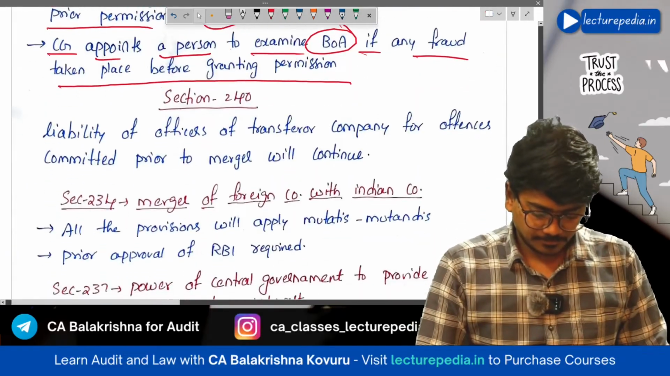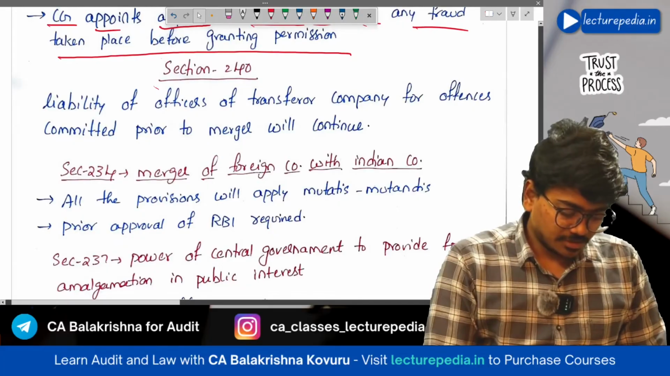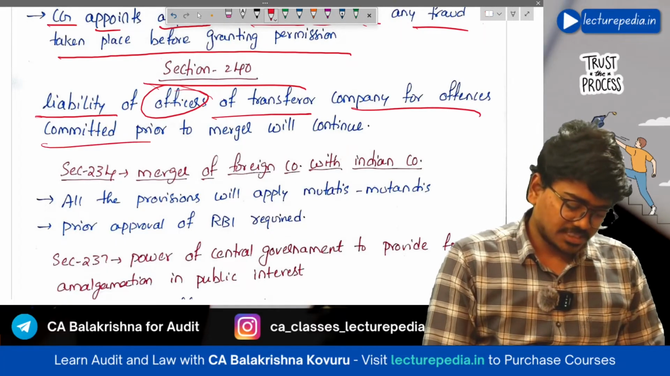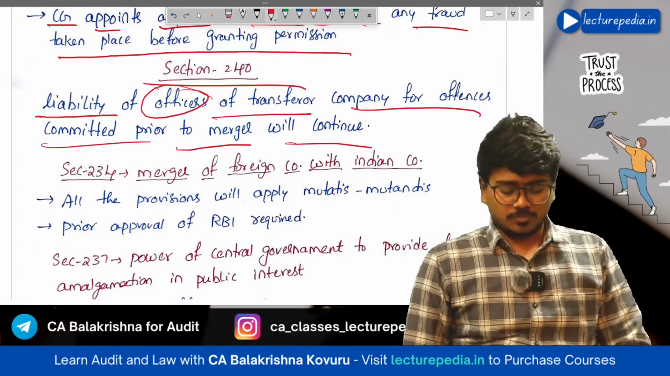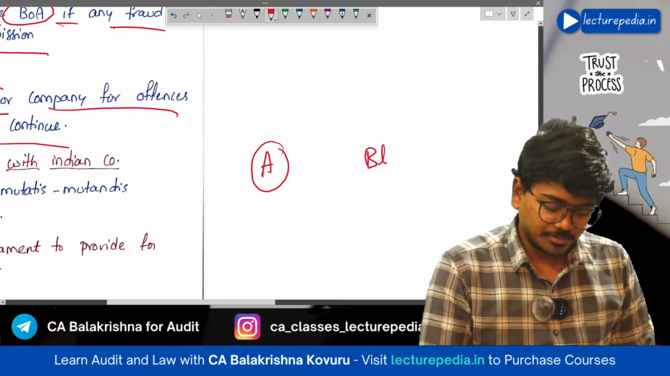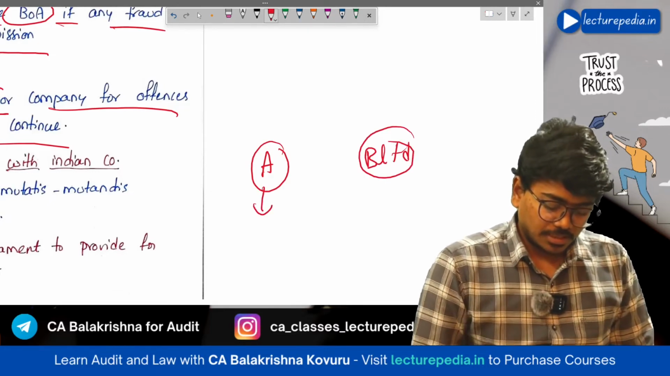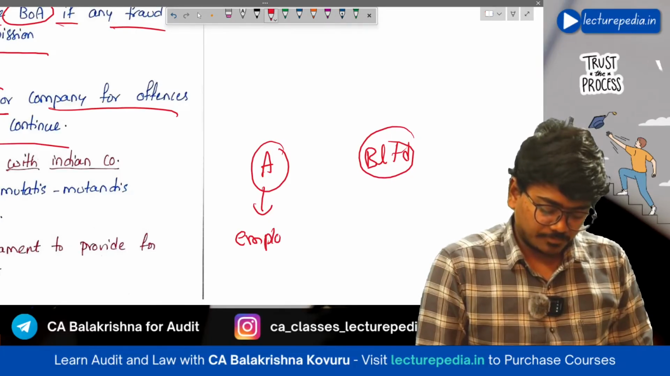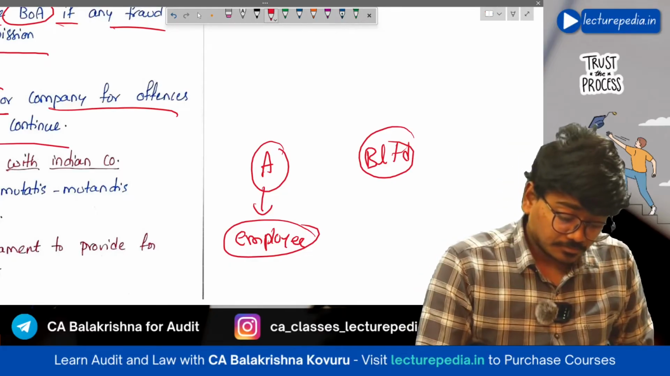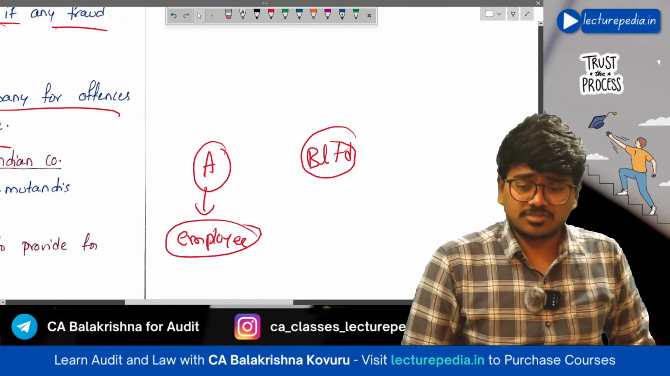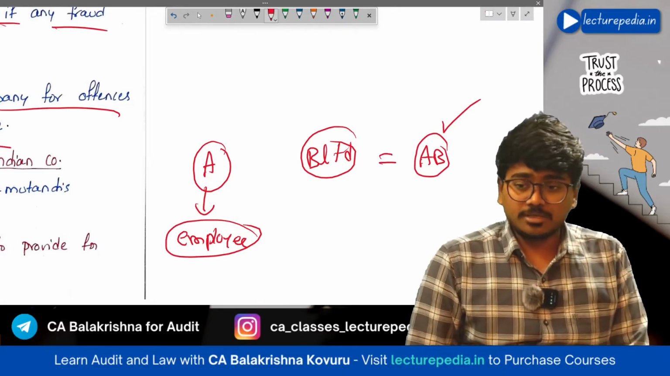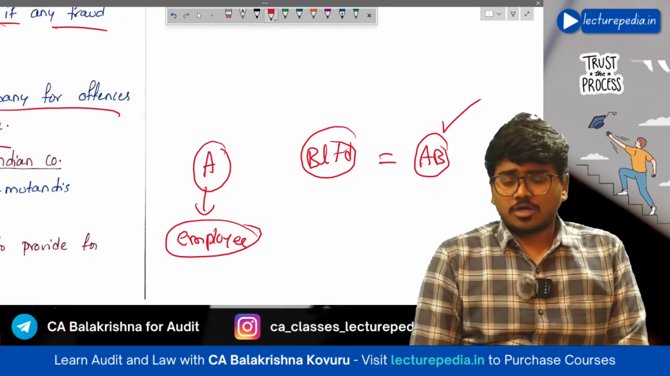Next, section number 240, liability of officers of transferor company for offences committed prior to merger will continue. Now, see, A Limited, B Limited. In A Limited, a certain employee has committed a certain fraud. Before the merger, this fraud has taken place. AB Limited is formed. After forming AB Limited, this fraud has come out.